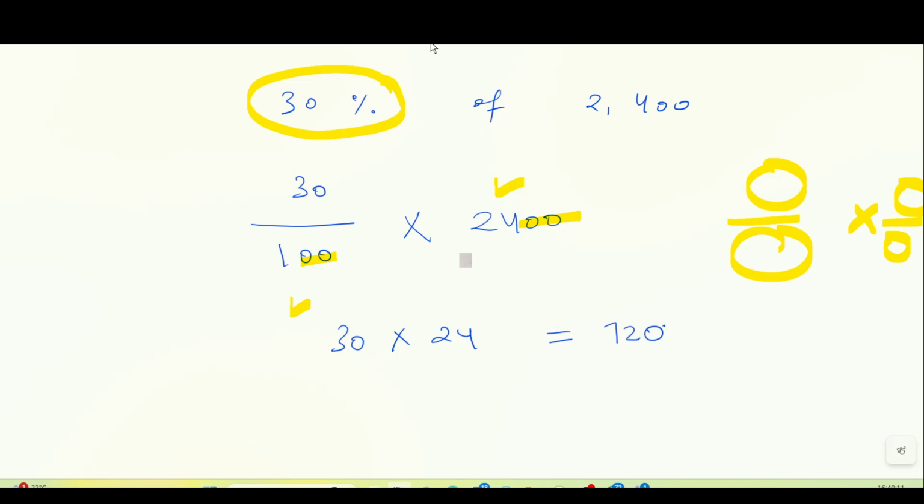This is very important. At least one question would be like this in your exam, in arithmetic, I mean. So then other questions, let me just give one. Try this: 30% of 3200. Try this question.